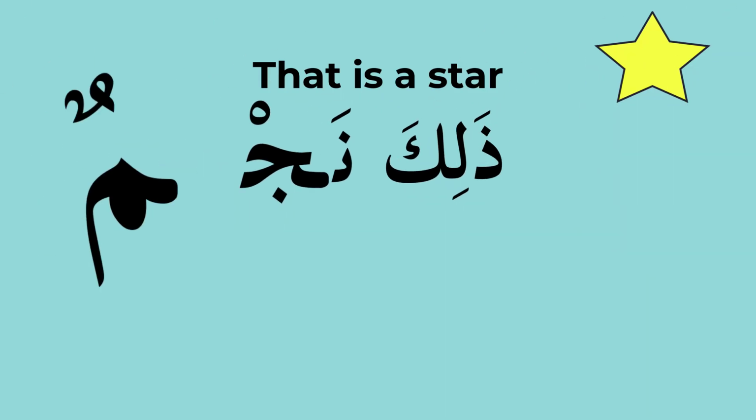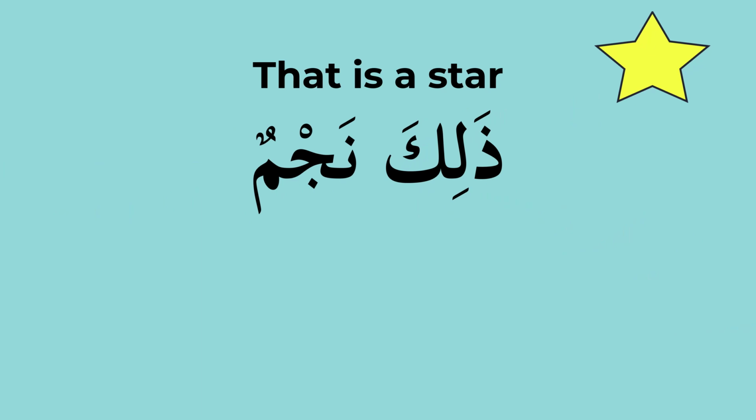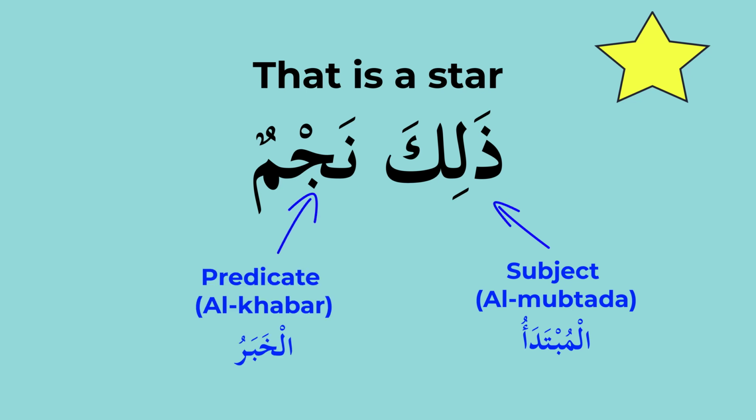Good. Zalika najmun. Where is the mubtada? Zalika. Najmun is the khabar. Remember, the mubtada is marfu. So zalika is marfu. What is zalika? A pronoun. Are you with me? Zalika is a pronoun, and all pronouns are definite. Are you with me? All pronouns are definite. Okay.